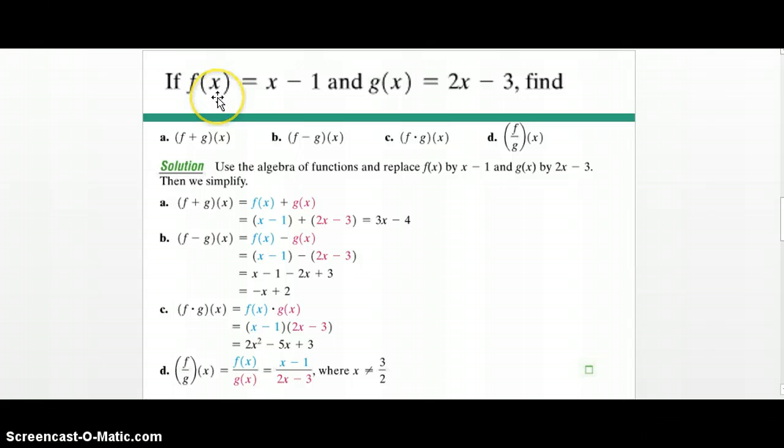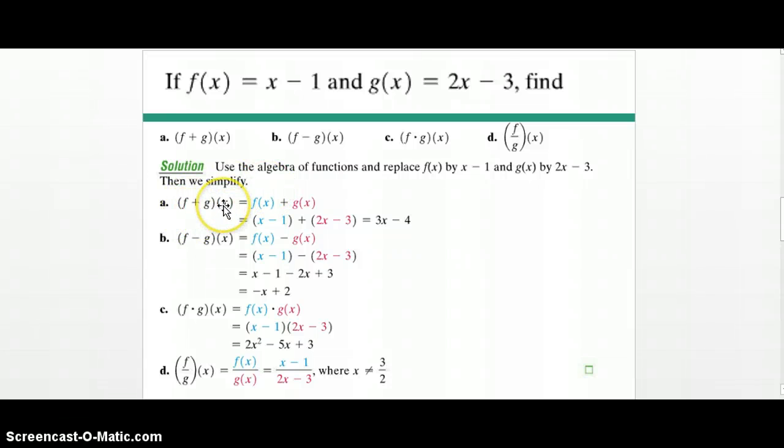If f of x equal to x minus 1 and g of x equal to 2x minus 3, find sum, difference, product and quotient.